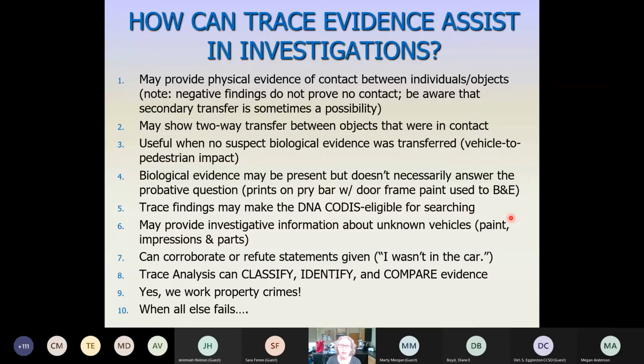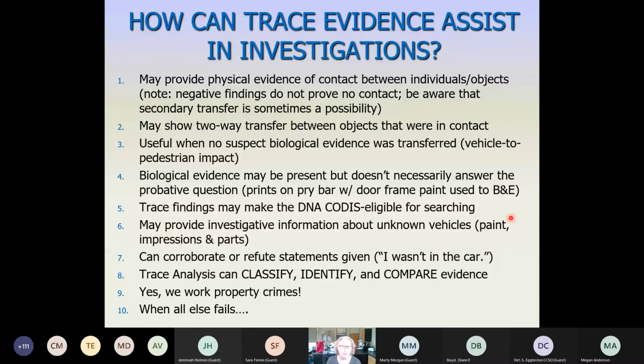Number five, we'll talk about some specific examples of this today and in other webinars. The trace findings may make the DNA sample of associated evidence in a case CODIS eligible for searching. So as you know, in order to search the CODIS database for suspect DNA hits, the DNA section must conform to very rigorous eligibility standards. And so you can't just search anything. Well, if we can make a link between the evidence with a trace investigation or a trace finding, that may meet those eligibility requirements. And now the DNA in the case can be searched.